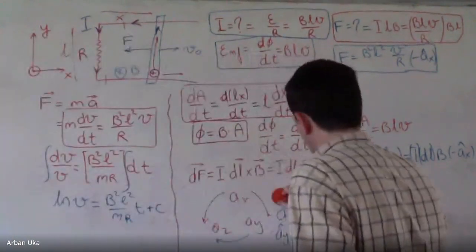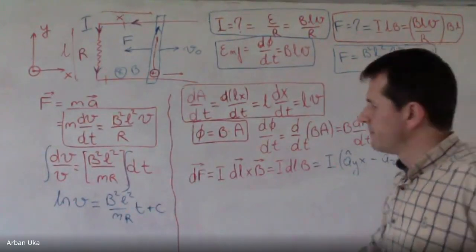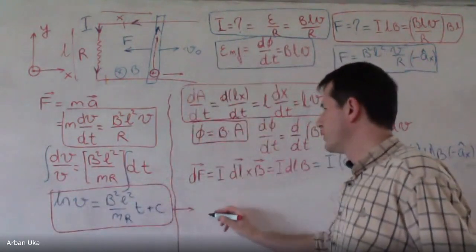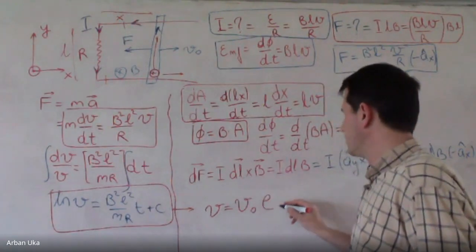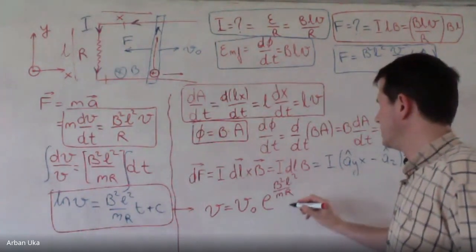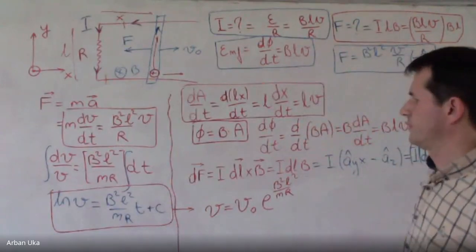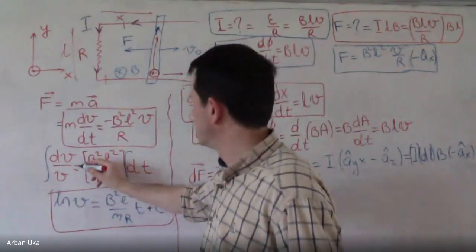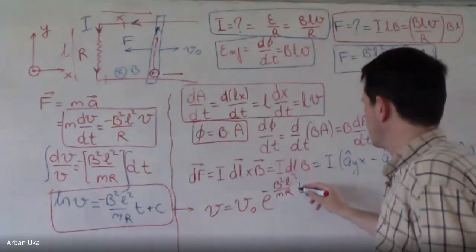And if we do that, let's skip these simple calculations of vector directions. From this expression, we just take the exponential of both sides. We get that the velocity is equal to v0 e to the power B squared L squared over mR times time. Actually, here we always had a negative sign, because this was minus ax times time, okay?